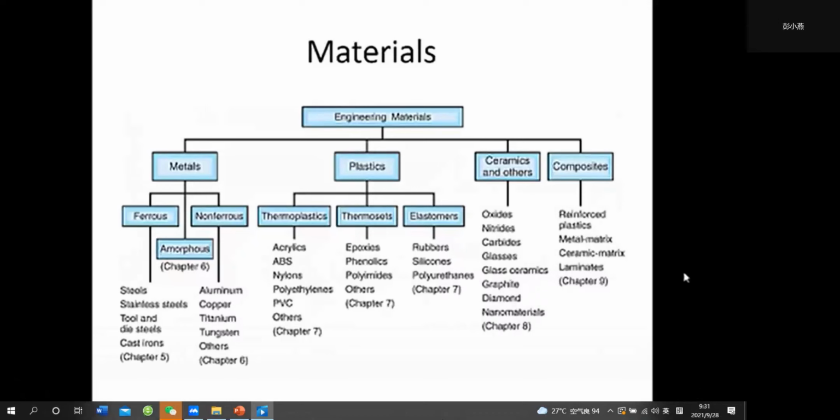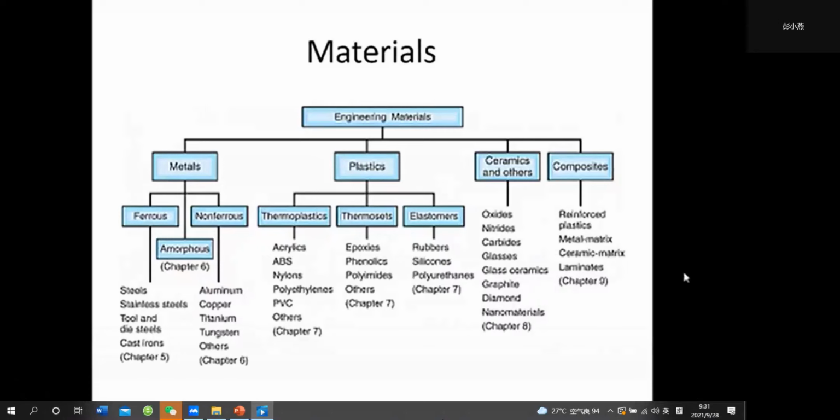There are three basic kinds of engineering materials usually used for manufacturing: metals, plastics, and ceramics. And also we have their composites. For metals, we can divide them into ferrous metal and non-ferrous metal. Steels, stainless steels, and cast iron belong to the ferrous metal. Aluminium, copper, titanium belong to the non-ferrous metal.